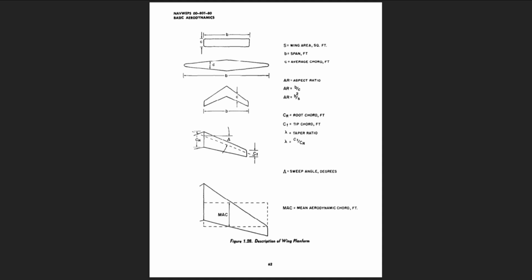4. The aspect ratio, AR, is the proportion of the span and the average chord. AR equals lowercase b over lowercase c. If the planform has curvature and the average chord is not easily determined, an alternate expression is AR equals lowercase b squared over capital S.